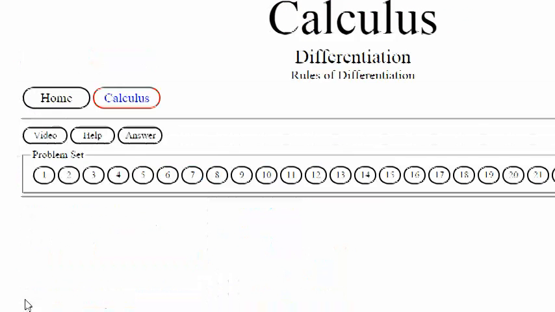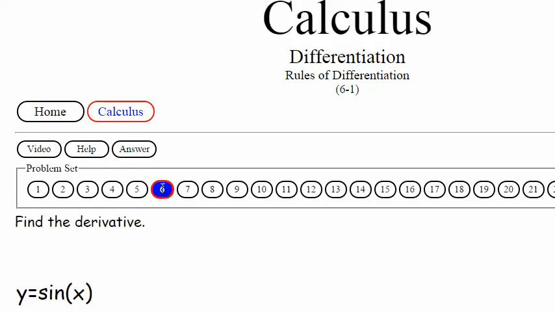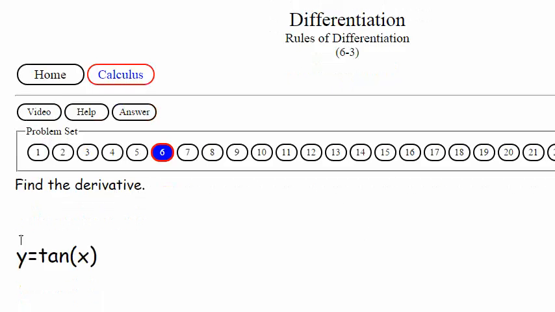Calculus, Rules of Differentiation. I believe that's the section we're in. Yep. We want to find the derivative of tan x. Now I'm going to tell you that, what am I going to tell you? Oh, well, maybe we will do that.